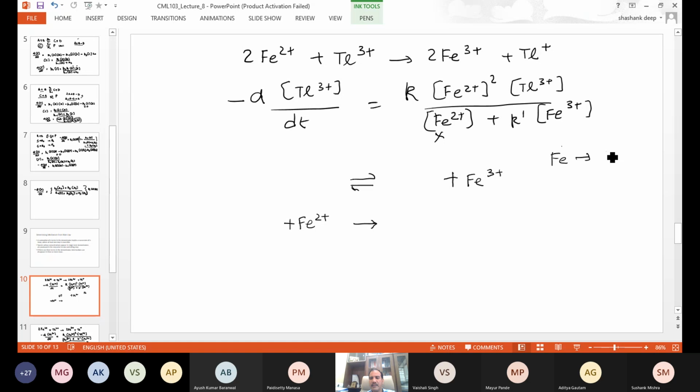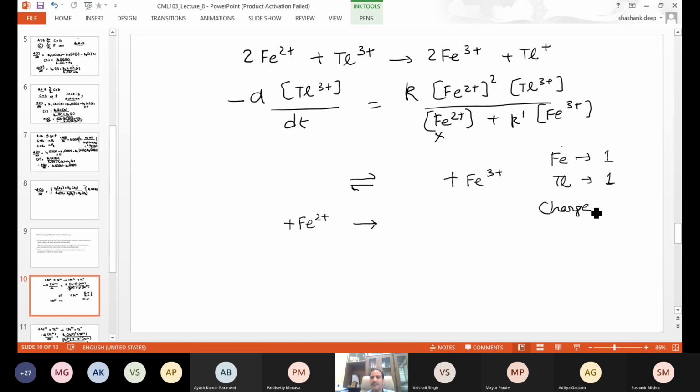How many Tl? There is nothing in the denominator. So how many Tl? 1? Is this okay? Look here, what did I say? You have to add all of these. So 2 Fe minus 1 Fe is 1. 1 Tl minus 0 Tl. So 1. Again, that can also be done with the charge.